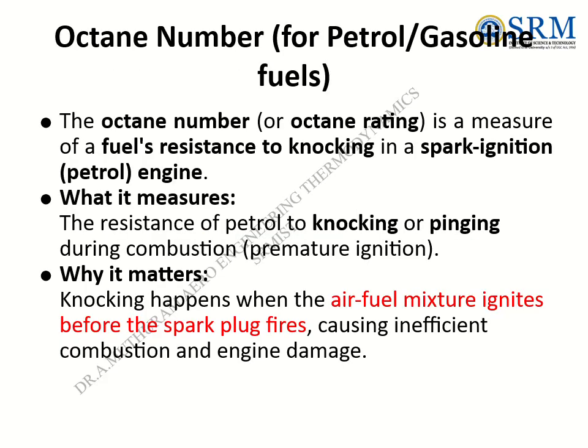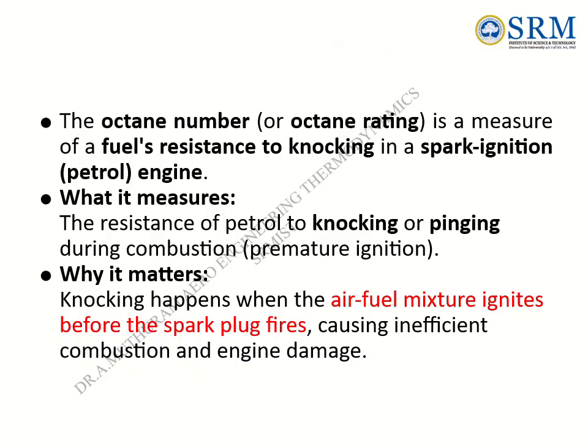The octane number for petrol/gasoline is a measure of a fuel's resistance to knocking in a spark ignition petrol engine. What it measures: the resistance of petrol to knocking or pinging during combustion, premature ignition. Why it matters: knocking happens when the air-fuel mixture ignites before the spark plug fires, causing inefficient combustion and engine damage.